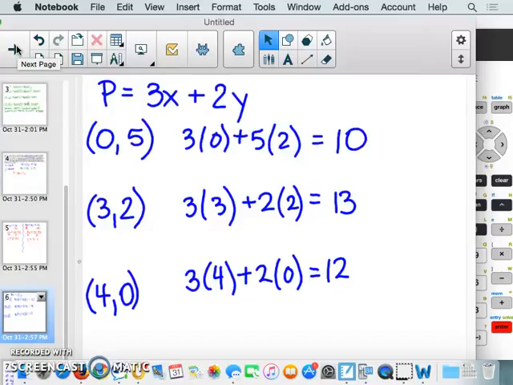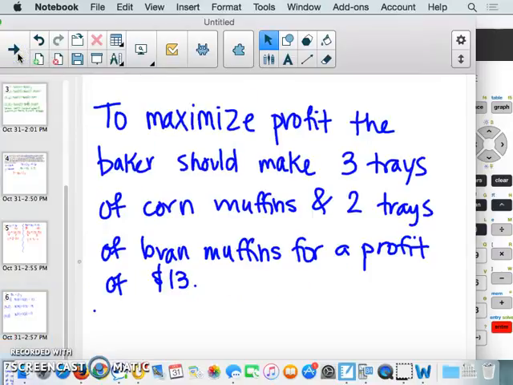So the ideal situation is that the baker makes 3 trays of corn muffins and 2 trays of bran muffins for a profit of $13.